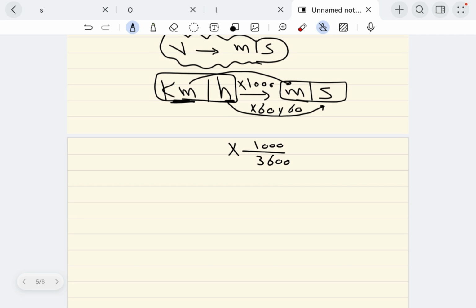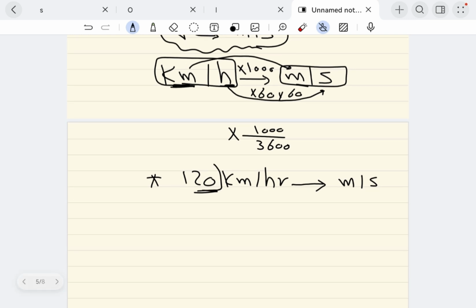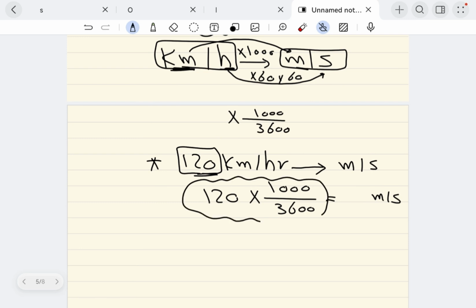Let's take an example. For example, if I start to drive my car with a velocity of 120 kilometer per hour, and he asks you to convert it into meter per second, how can I convert 120 kilometer per hour into meter per second? As we said above, I have to take this number, which is 120, multiply it by 1000 and divide it by 3600 and get the answer. The answer will be in meter per second. This is to convert from kilometer per hour to meter per second.